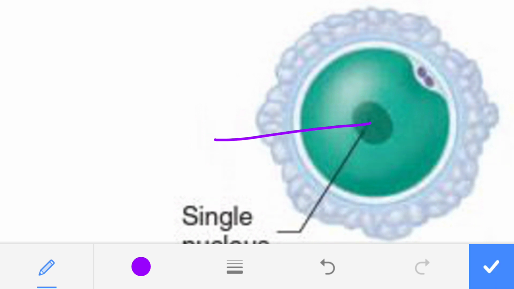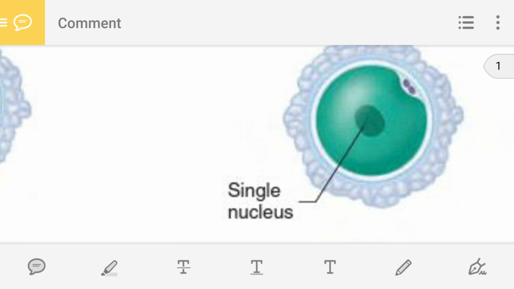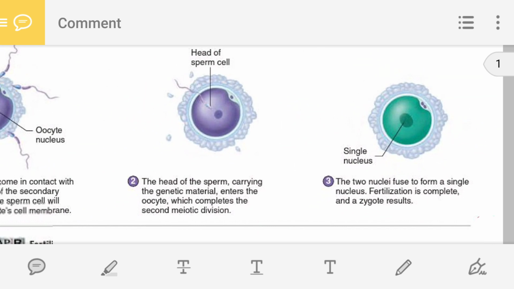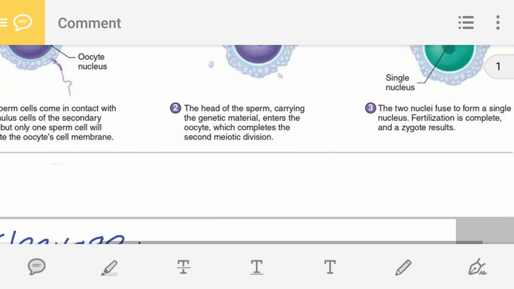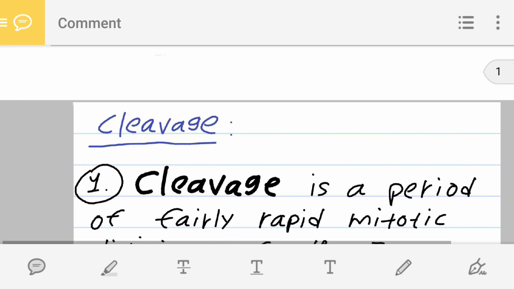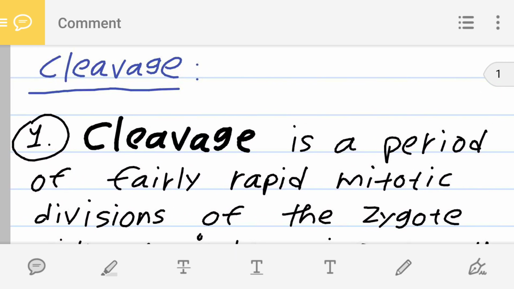So in this there are 46 chromosomes, and this entire cell is now known as a zygote. This zygote is produced. This entire process of fertilization is taking place very close to the fimbriae in the uterine tube. So in the uterine tube there is a zygote, and now the process of cleavage is taking place in the uterine tube.